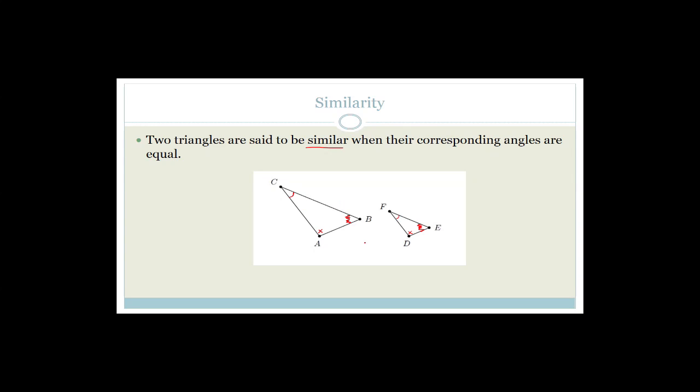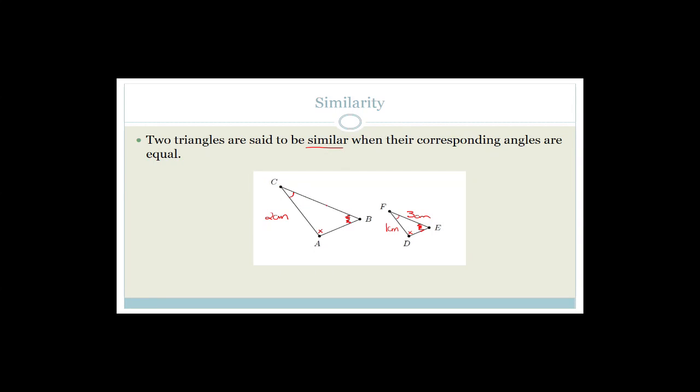Also, it's probably covered in the next couple of slides, but I'm going to tell you now anyway: if FD is 1 unit long, let's say it's 1 centimeter, and AC is 2 centimeters, and I know that these triangles are similar, and I know that this is 3 centimeters, well then I know 2 centimeters is double 1 centimeter.